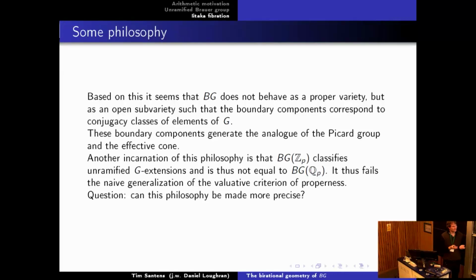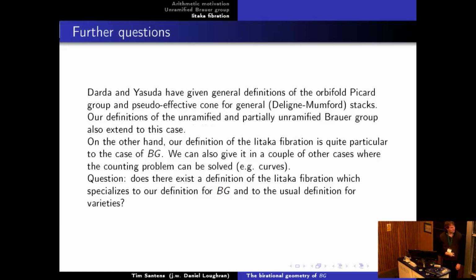And also, why would you say it's not a proper variety? For example, one formal reason is that the naive generalization of the valuative criterion of properness fails. The Qp points of BG correspond to the G-extensions of Qp, but not every G-extension of Qp is ramified. So these are quite different categories. And so here's an open question: can this philosophy be made precise? Can you really find some kind of stack with BG as an open part and with components parameterized by these things?